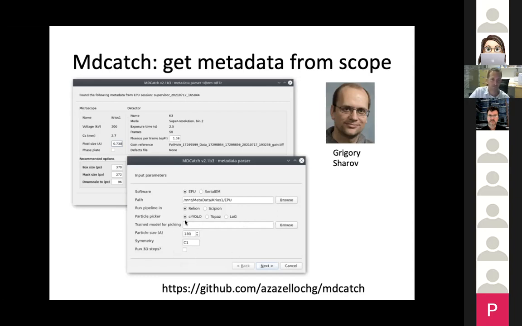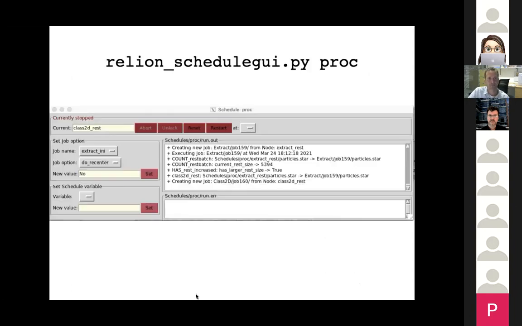But you give similar parameters here, and the rest gets automatically gathered from the microscope computer. So if you're interested in this software, it's distributed separately from RELION by Grigory, and you can download it from his GitHub account.